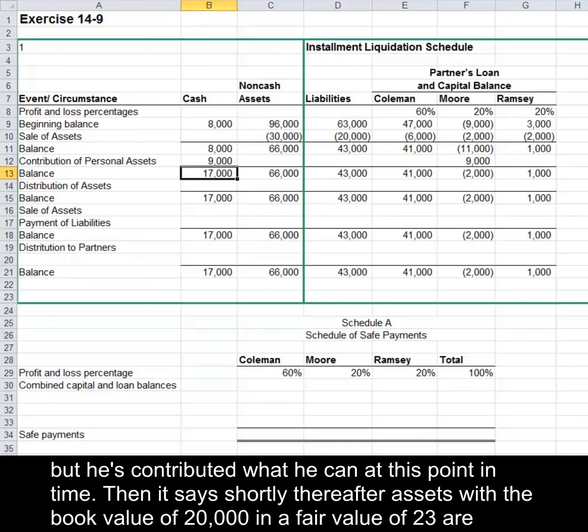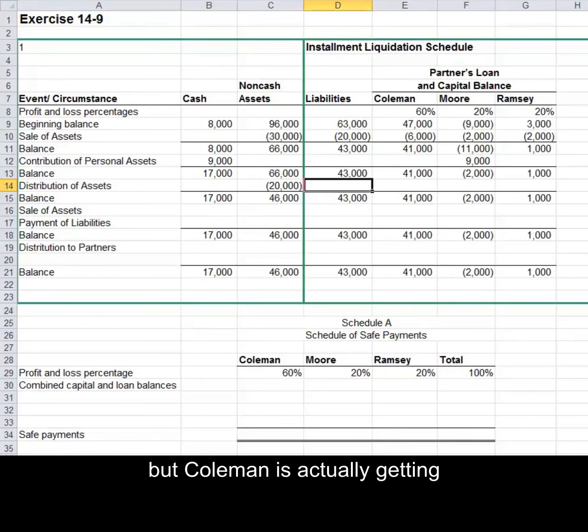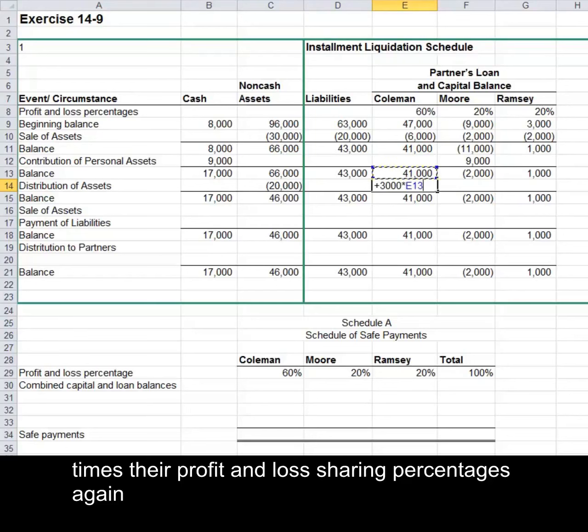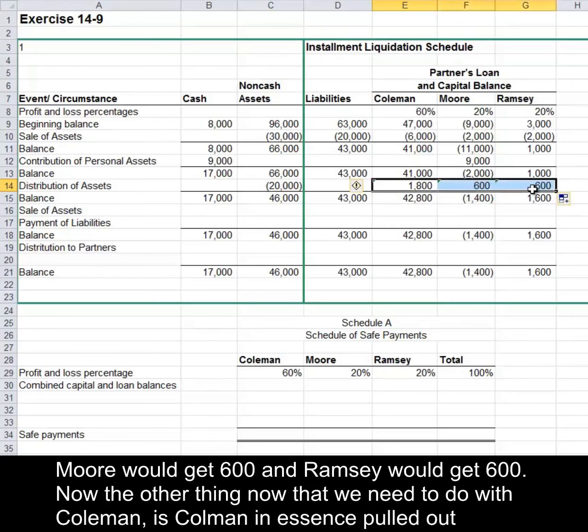Then it says shortly thereafter, assets with a book value of $20,000 and a fair value of $23,000 are distributed to Coleman. So what happens here is we're going to take out the $20,000 from the non-cash assets, but Coleman is actually getting value that is in excess, so that $3,000 gain, if you will, has to be allocated to the partners. So if we took the $3,000 times their profit and loss sharing percentages again, Coleman would get $1,800, Moore would get $6,000, and Ramsey would get $6,000.